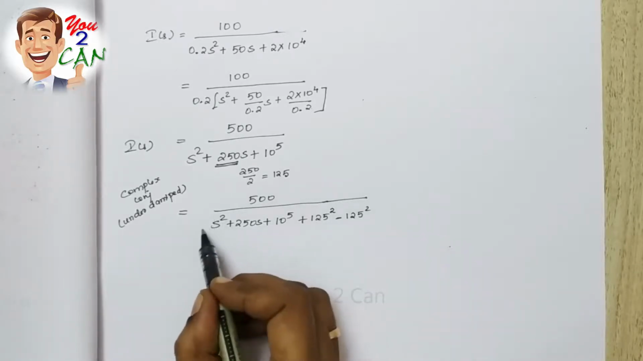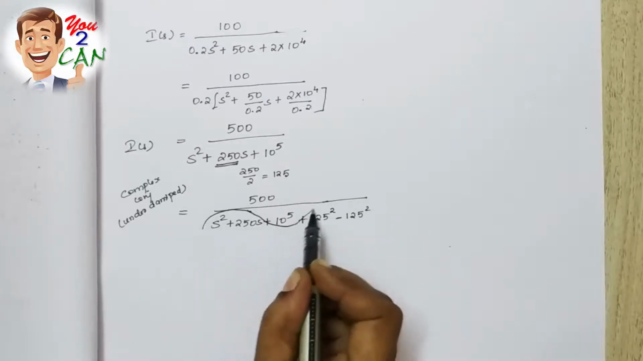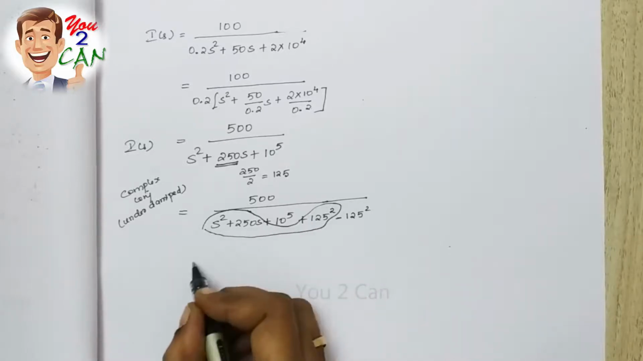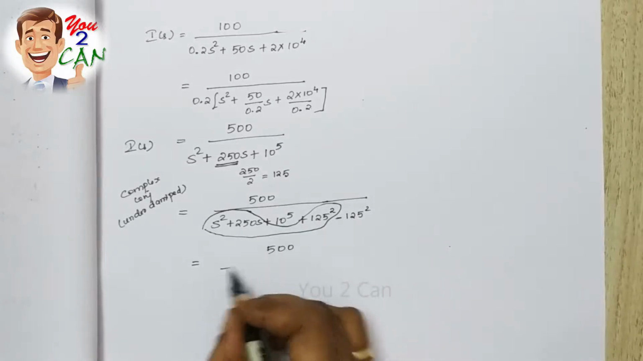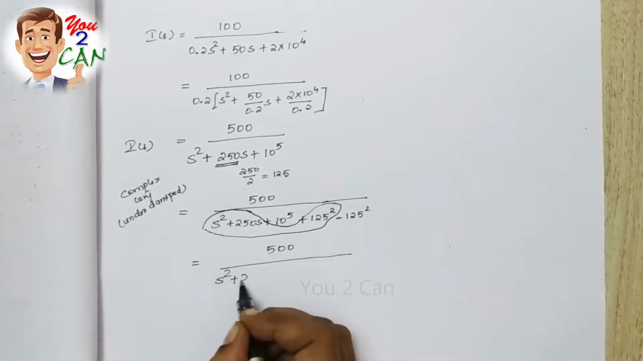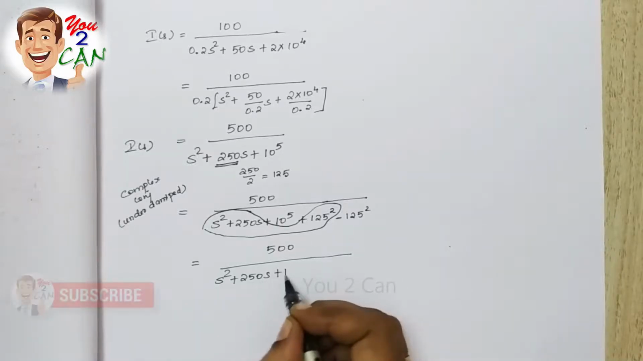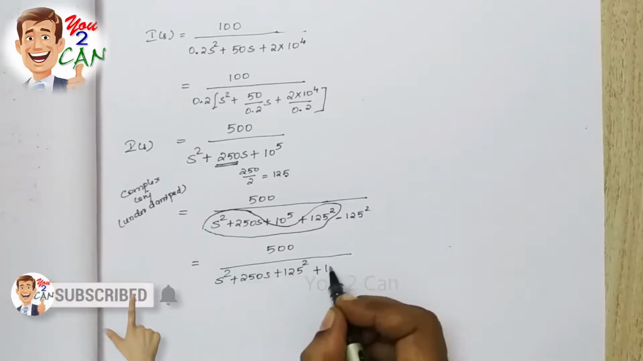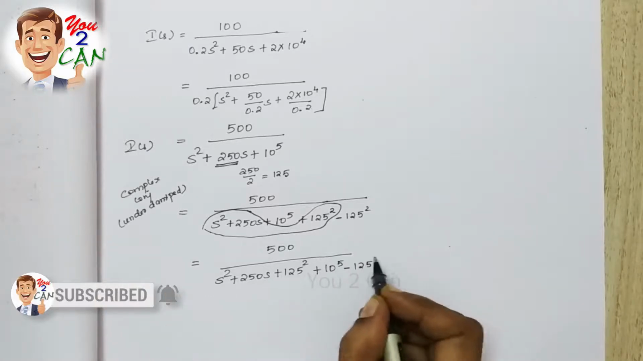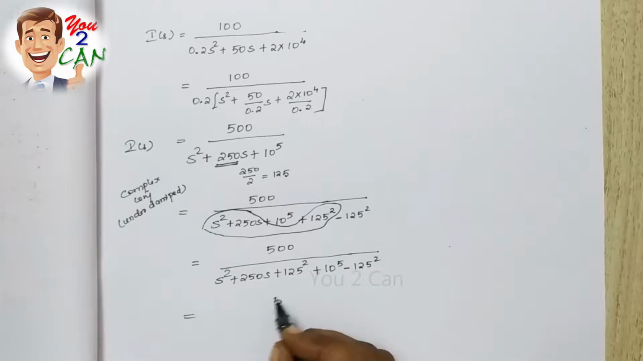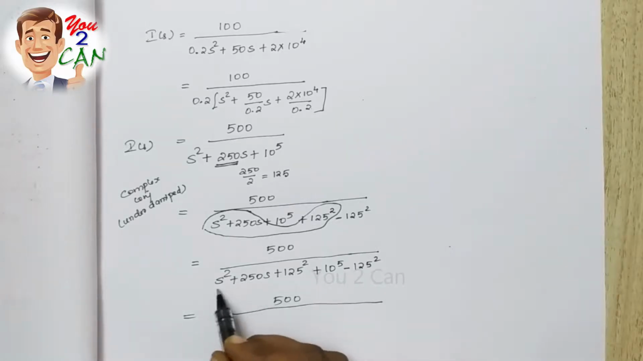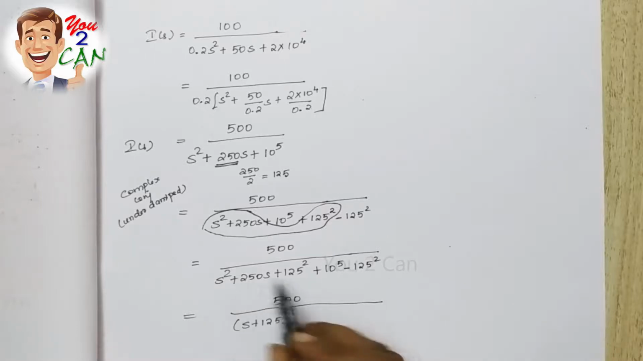Now take this as common, that is 500 divided by s squared plus 250s plus 125 squared plus 10 power 5 minus 125 squared. So you can write s squared plus 250s plus 125 squared as s plus 125 the whole square. s plus 125 the whole square means s squared plus 125 squared plus 2 into 125, that is 250s.